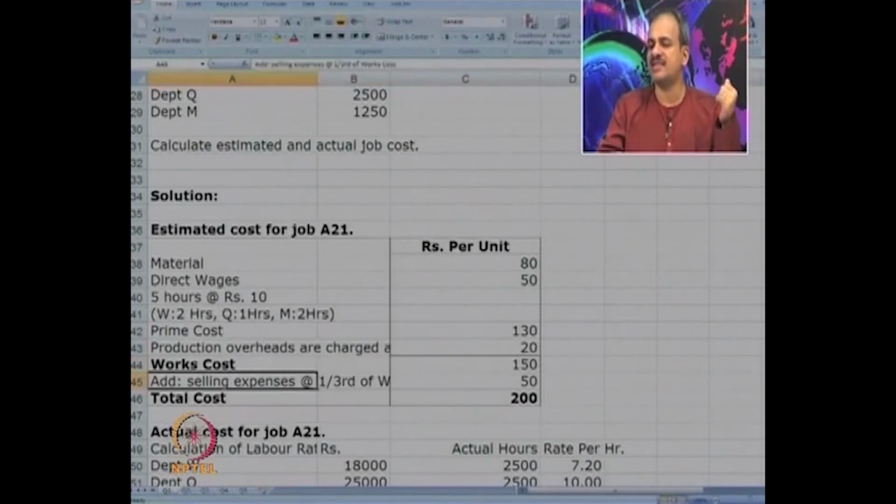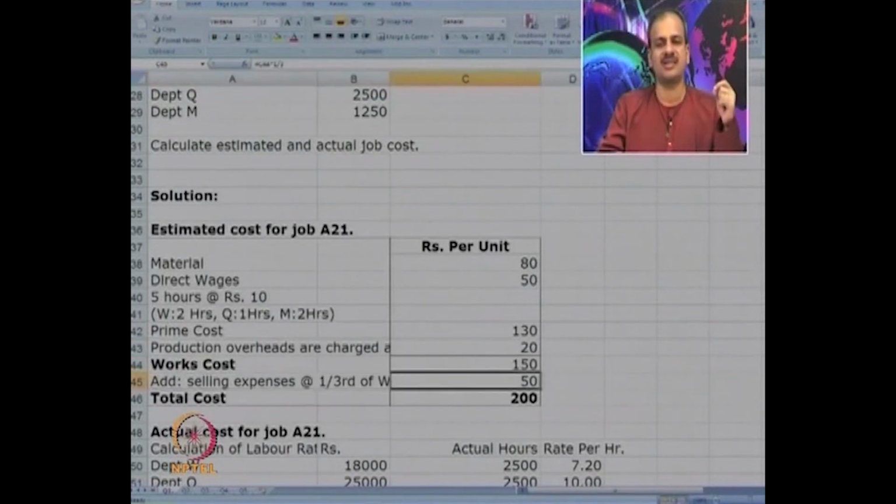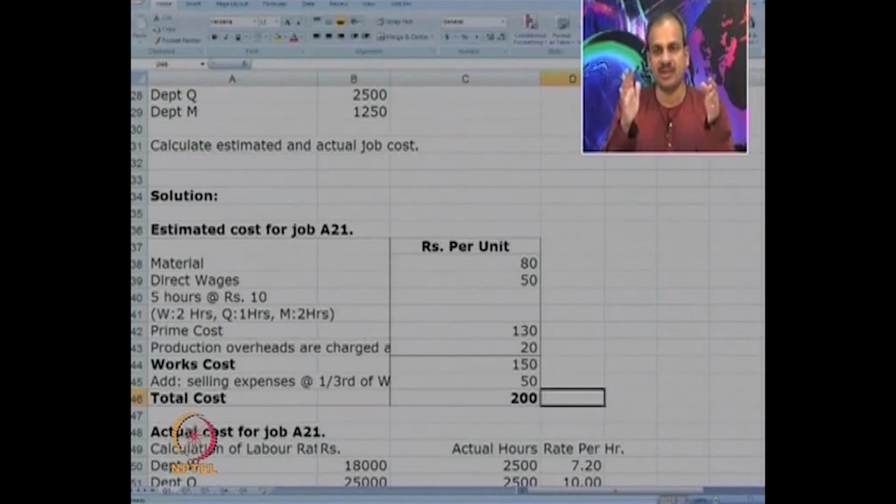Then works overheads, they are charged at 1/3 of works cost. Selling overheads are charged at 1/3 of works cost. So prime cost plus production overhead gives works cost, which is 150, and 1/3 of works cost, that is 50 rupees, is charged. So total cost becomes 200 as per the estimates. We know that the calculations are made using predetermined overhead rates. So based on the estimates, the cost is 200.